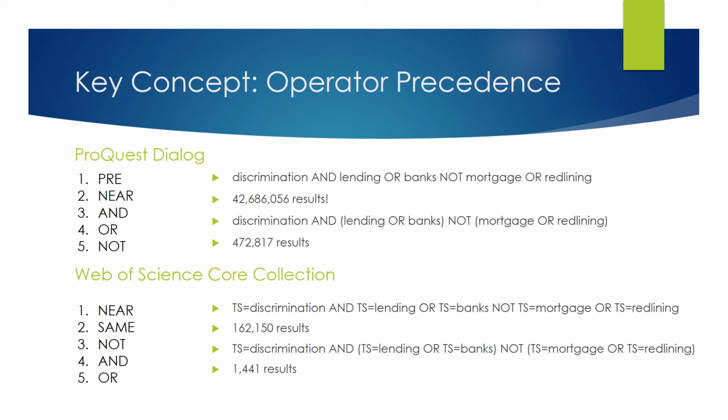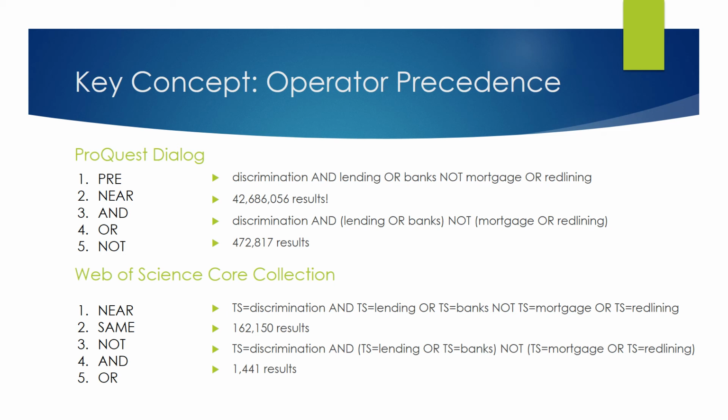So knowing that those search strings are going to be read in that particular order by default because of operator precedence, let's add parentheses to reorder them and see what happens. They're all the same terms, but they're being searched in a different order because of the parentheses. Those search results for ProQuest Dialog are now just 472,817. Changing the order eliminated over 42 million results.